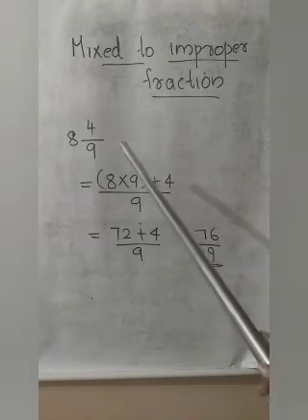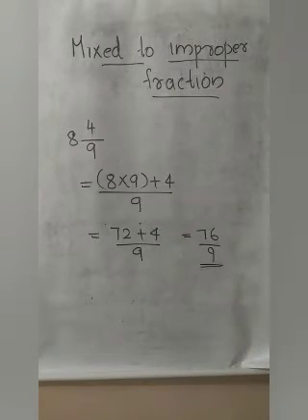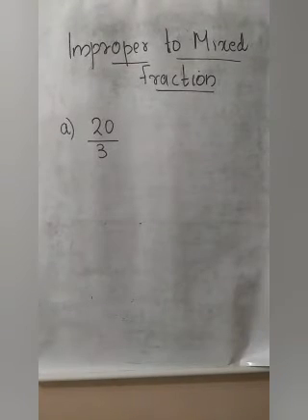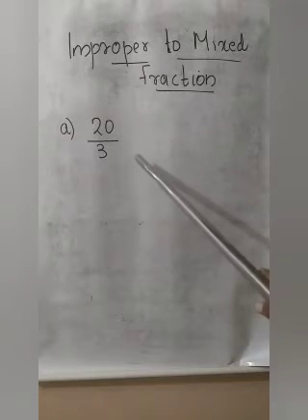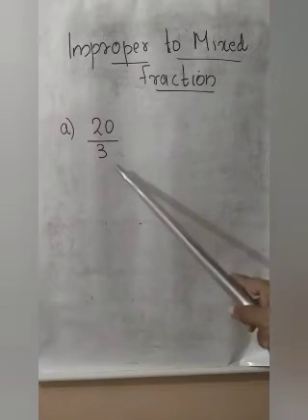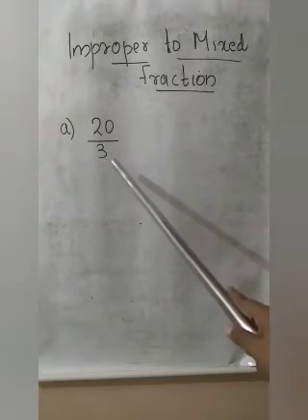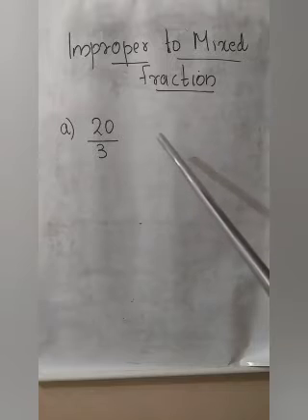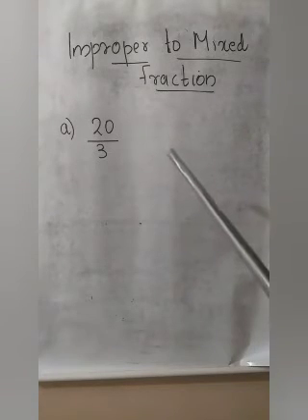Now we can look at some examples for conversion of improper to mixed fraction. In order to convert an improper fraction to mixed fraction, what we are doing is just dividing the numerator with the denominator. So here the given fraction is 20 by 3. So this is an improper fraction, isn't it? So to convert to mixed fraction, divide 20 with 3. And what we are getting as quotient and remainder, with that we are writing it in mixed form.